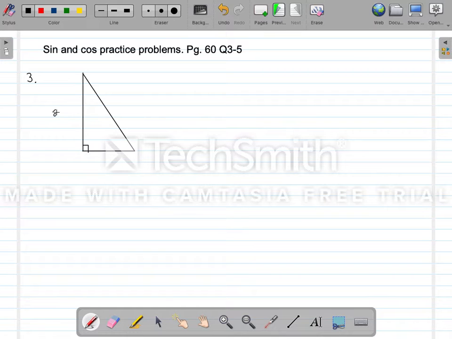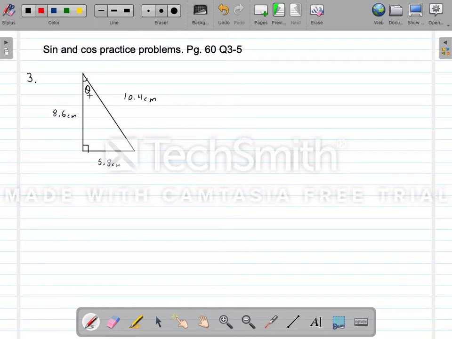This side here is 8.6 centimeters. This side here we'll say is 5.8 centimeters, and up here is 10.4 centimeters. Okay, and here is our angle theta. The textbook has sort of drawn the line, but we'll use the angle theta.